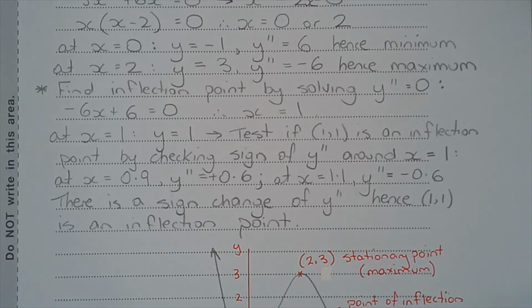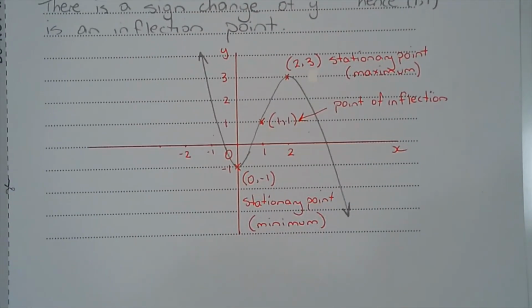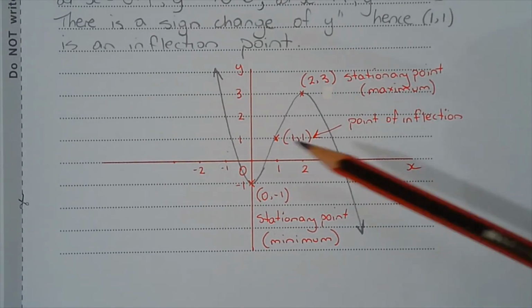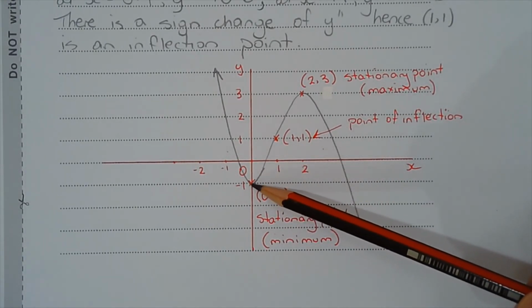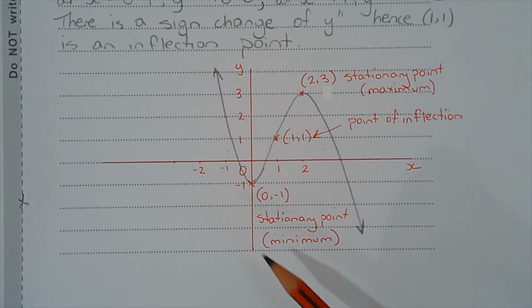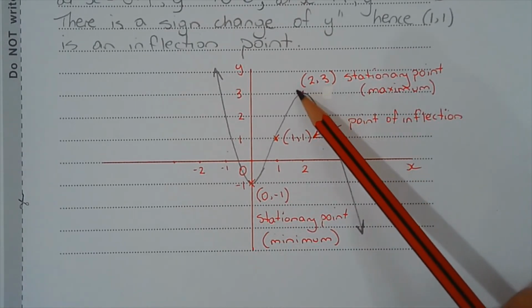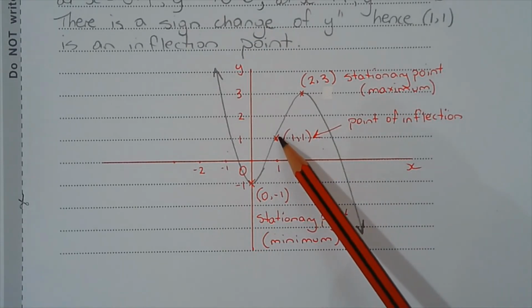Now we have enough information to graph the function. So here's the y-intercept, which happens to be the minimum stationary point. Here's the point (2, 3), which is the maximum stationary point. Here's the point of inflection there.